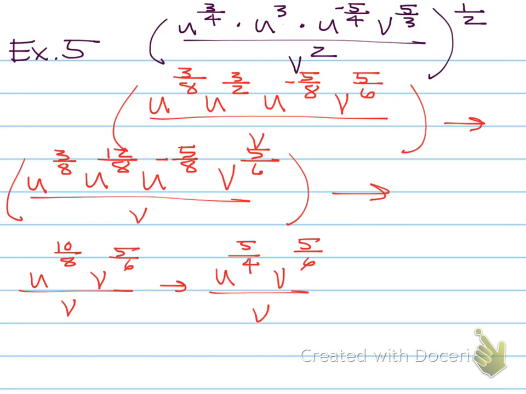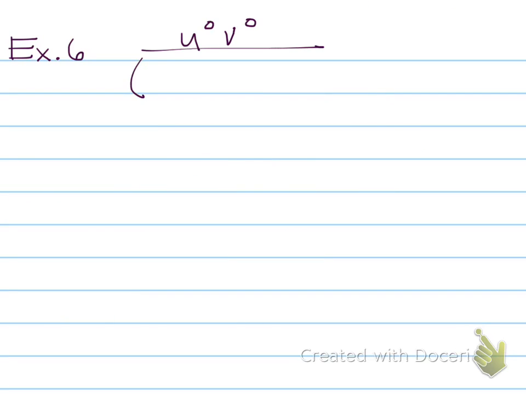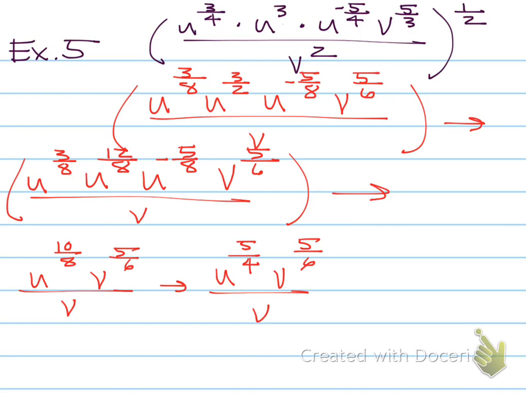And then v to the 5/6 over v. We're just going to subtract those exponents. That's the same thing as v to the 5/6 minus 6 over 6. Let's go back. The reason why we left it like this is because if we subtract 5/6 minus 6/6, that would give us negative 1 over 6. And again, we cannot have negative exponents, so we just leave it like this.